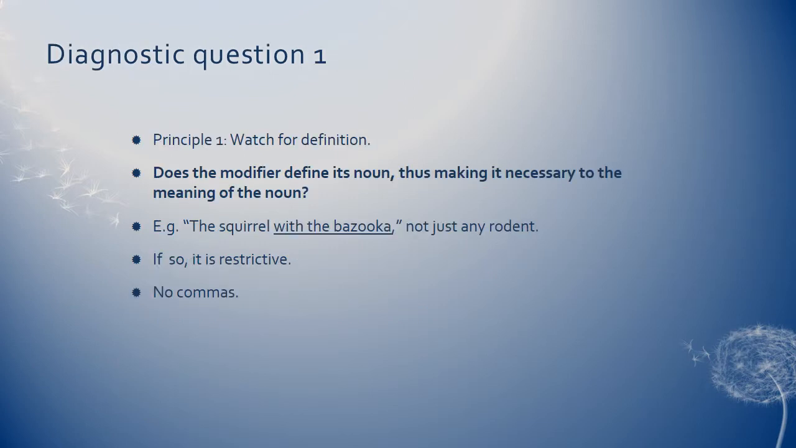Well, let's review the principles, focusing on 4 diagnostic questions. First, or principle 1, watch for definition. In question form, you might ask this: does the modifier define its noun, thus making it necessary to the meaning of the noun? For instance, the squirrel with the bazooka, not just any rodent. Okay, if so, it's restrictive and no commas are necessary.